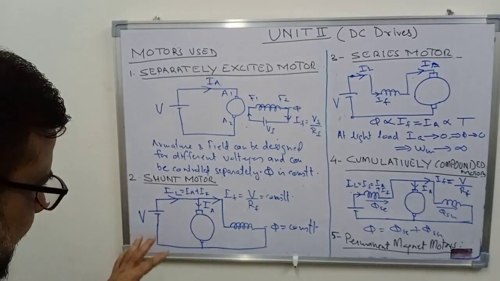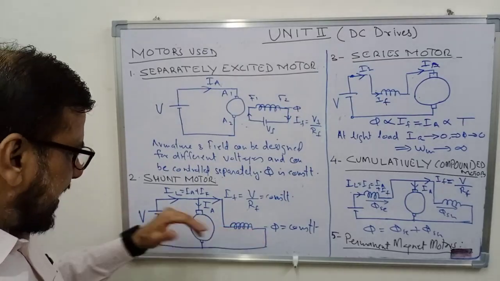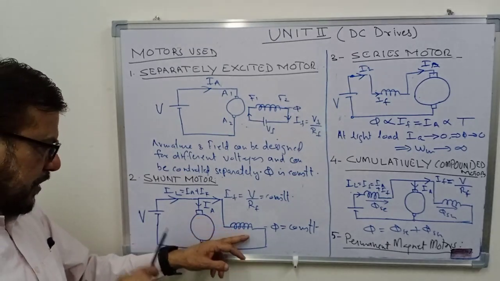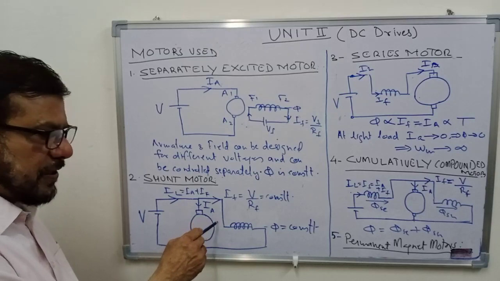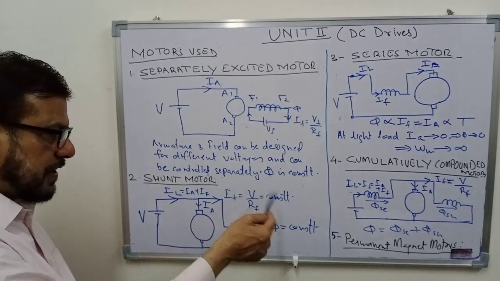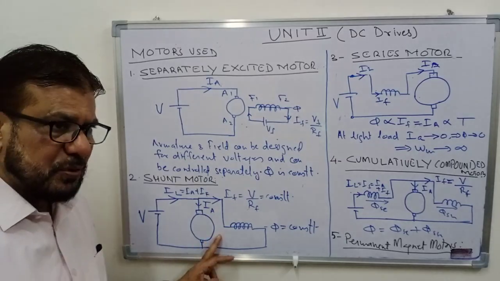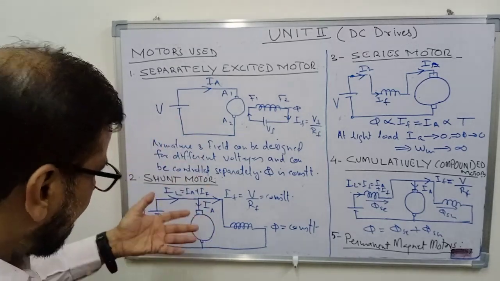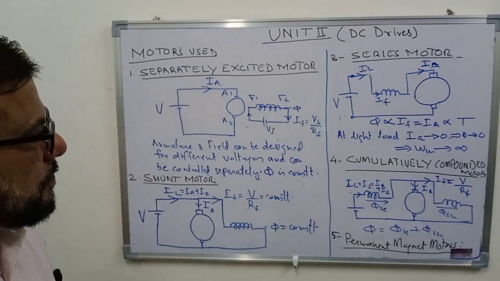So here you can say that separate control of field and armature is not possible. If you want to vary the flux phi without changing the voltage here, the only way is to insert some resistance here, and by varying that resistance you can vary the current in the field winding, and therefore the flux produced by the field winding. So this is almost the same as the separately excited DC motor.